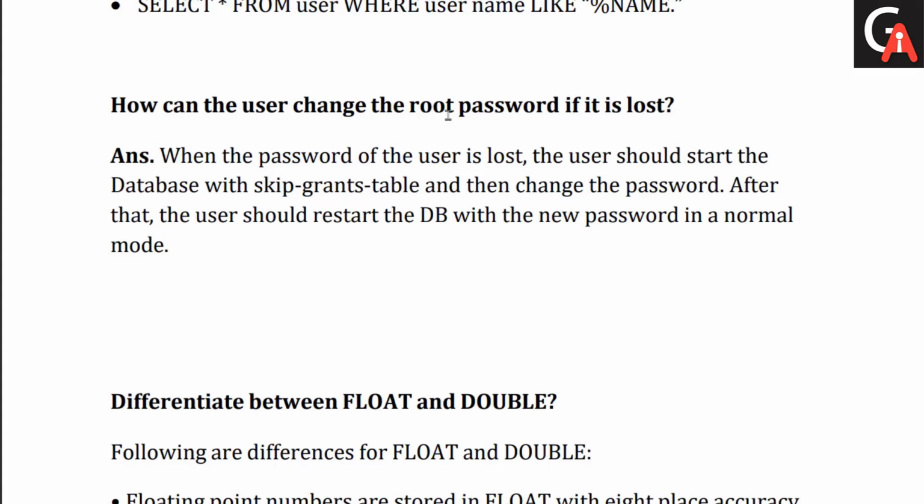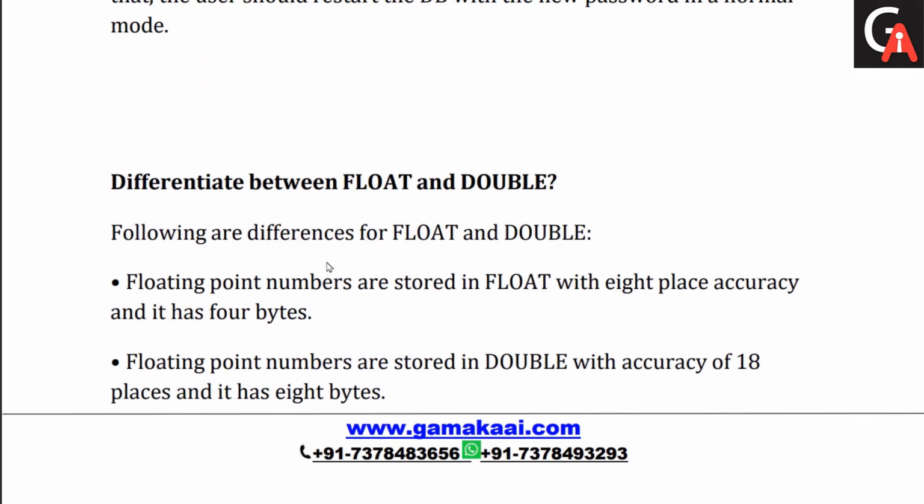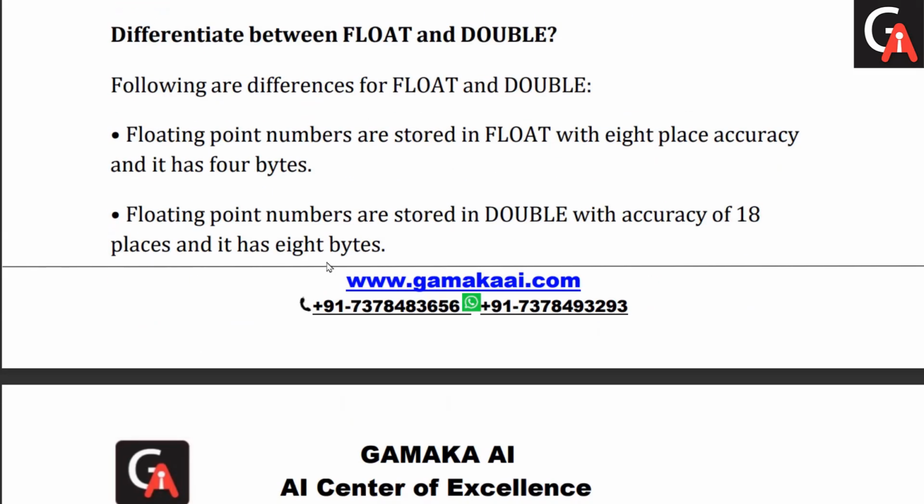After that, the user should restart the DB with the new password in normal mode. So it's like a command here, skip grant table, and then you can retrieve your root password. So the next question we have for the session: what is the difference between float and double?